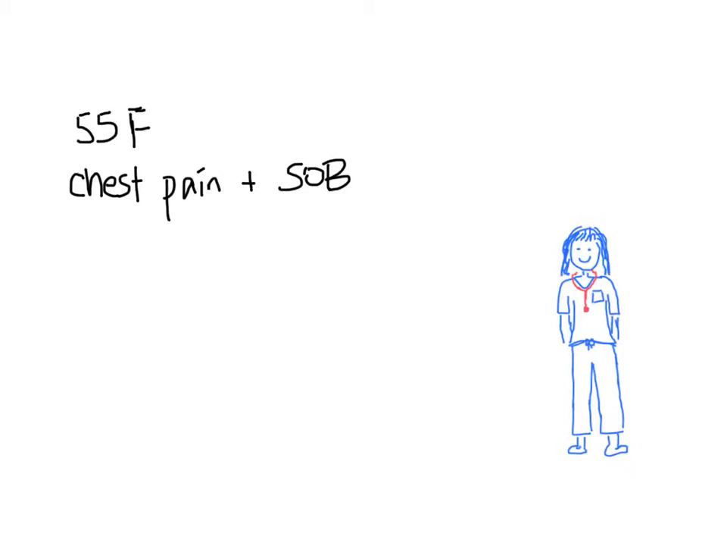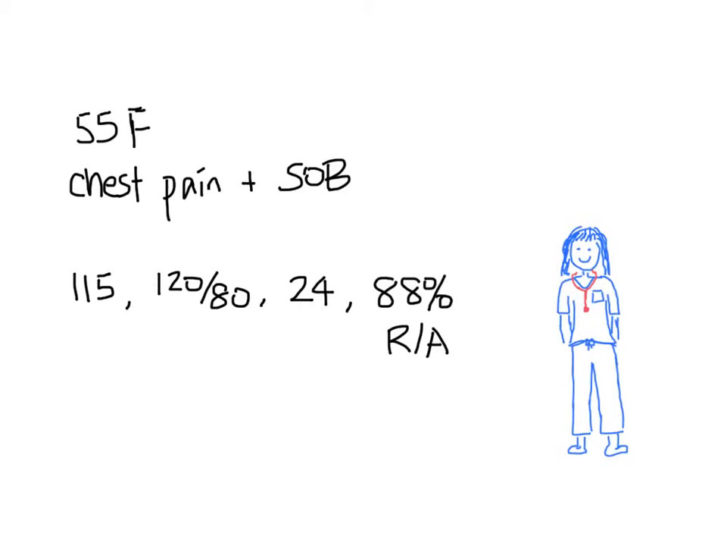You're working in the emergency department today. Your next patient is a 55-year-old female who comes in because of chest pain and shortness of breath. Her triage vitals include the following: heart rate of 115, blood pressure of 120/80, respiratory rate of 24, oxygen of 88% in room air. Her temperature is 37.